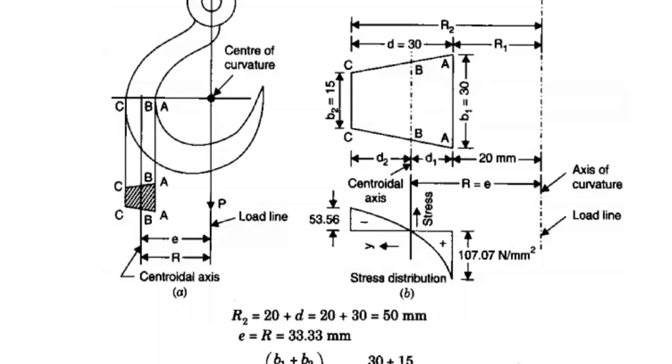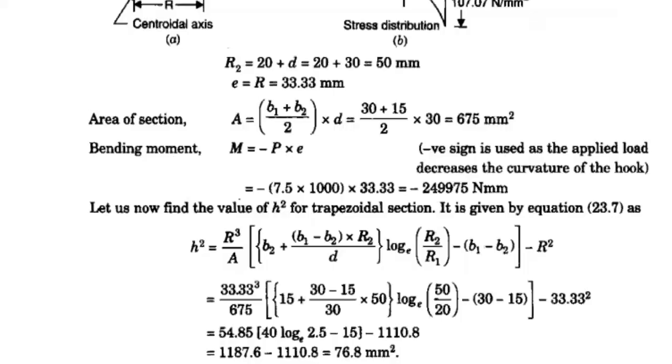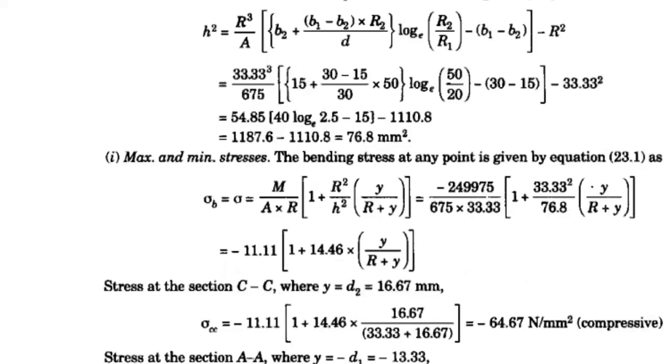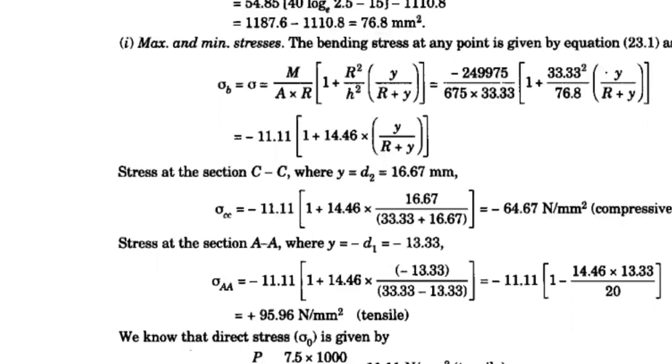Right? Now please substitute the values at section CC and section AA. In place of y by r plus y, you know the value of r is 33.33 and your y value is 16.67 from CC. Now you will get a value of minus 64.67. Please verify your answer. Whenever you are having a negative value, you can assume that it is a compressive stress.